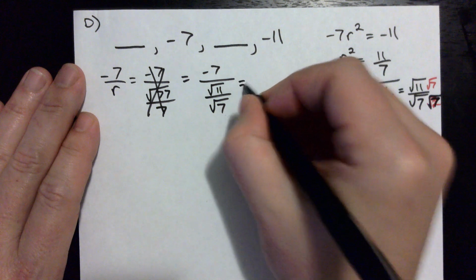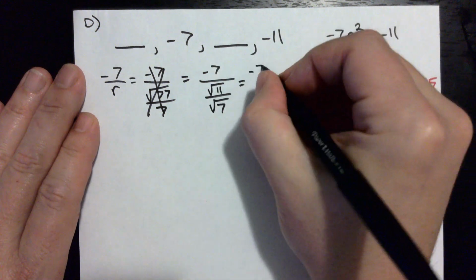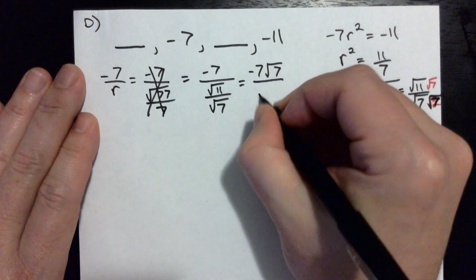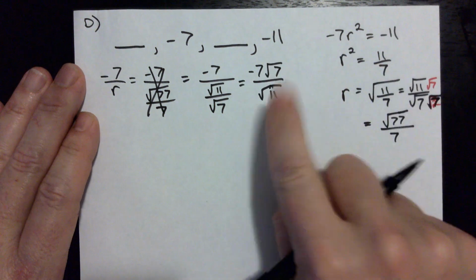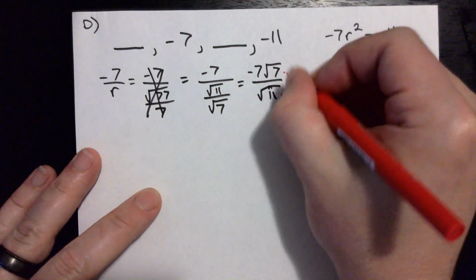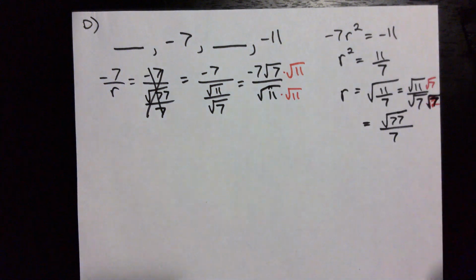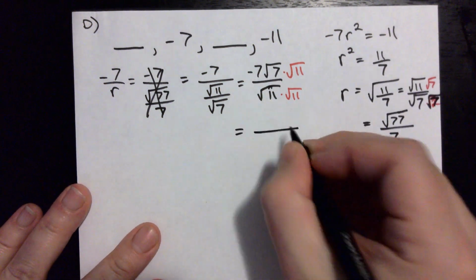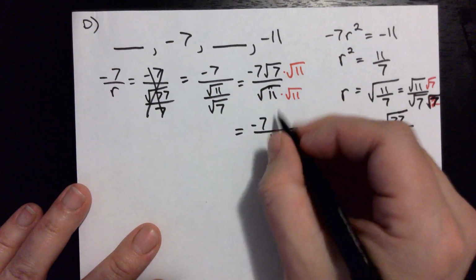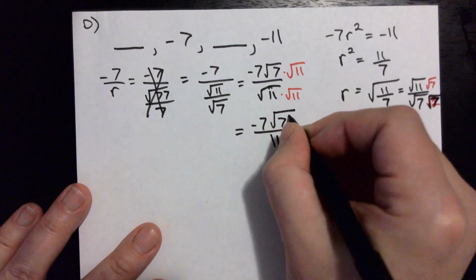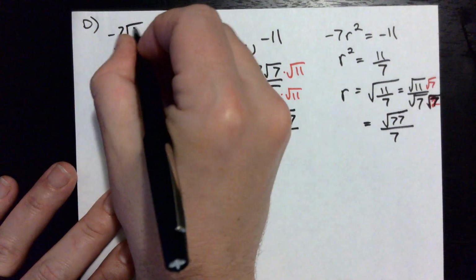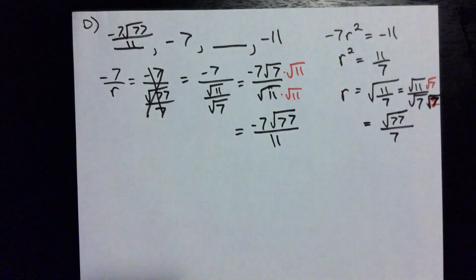Okay, now I can go ahead and flip and multiply, and I'll get negative 7. This one goes to the top, so square root of 7 over square root of 11. And I can clean this up by multiplying the top and bottom by square root of 11. Okay, so the bottom becomes an 11. And then the top, there's a negative 7 there, and then let's bring these two together. 7 times 11 is 77, so square root of 77. There is our first term, negative 7 square root of 77 over 11. Okay, that's the first term.